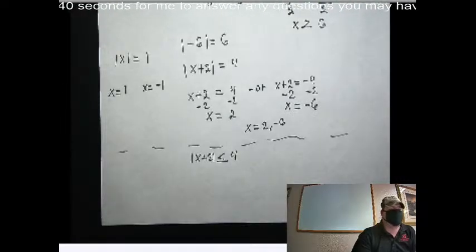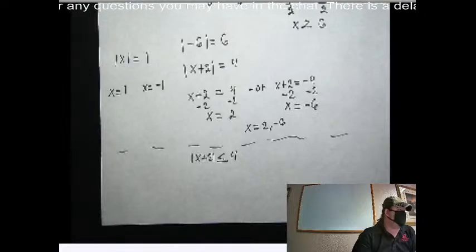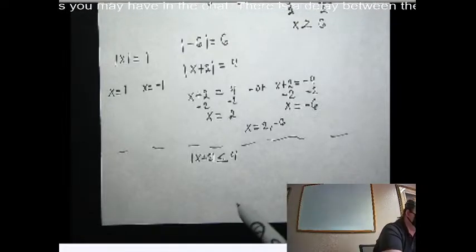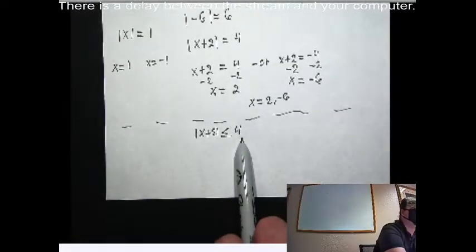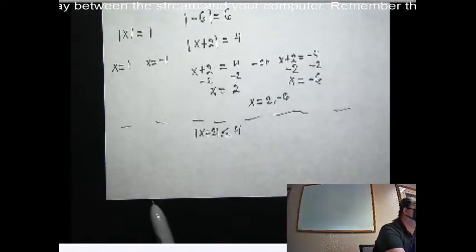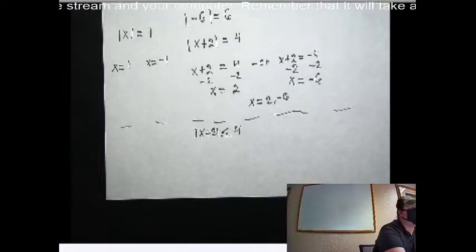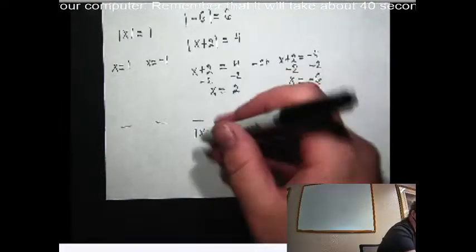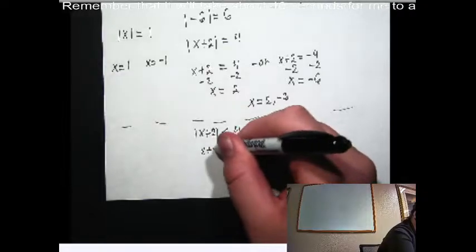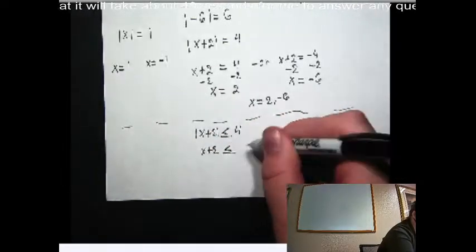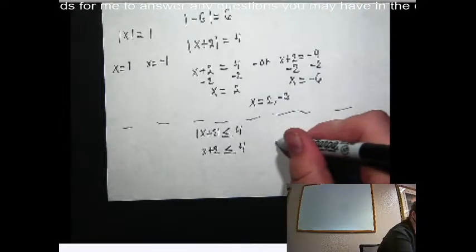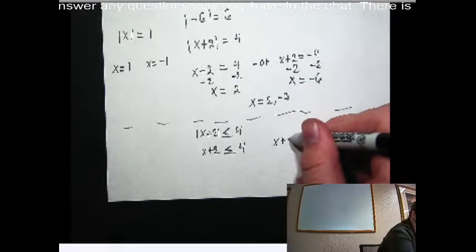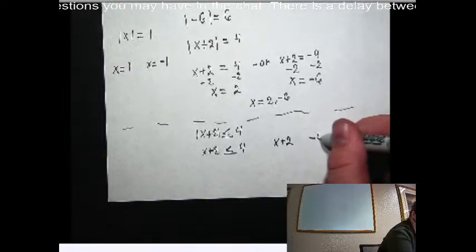Okay. So again, in order to get this 4 out, there's two things that x plus 2 could come out to be. It could be positive 4 or it could be negative 4, right? So x plus 2 could be less than or equal to positive 4. However, x plus 2 could also be negative 4, right?